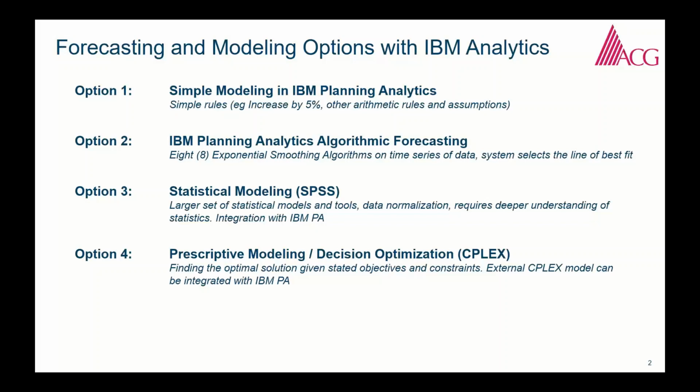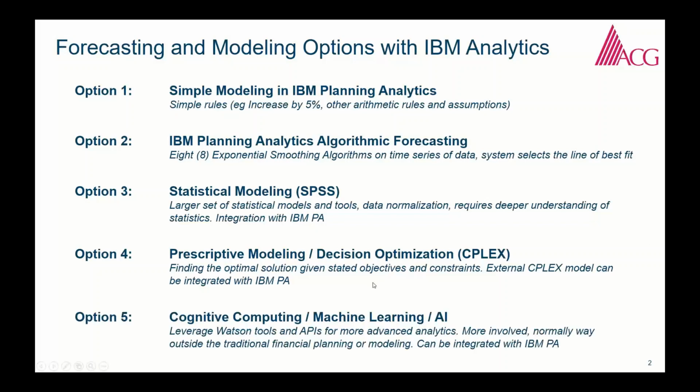And then option 4, as we get deeper into the cognitive roadmap, you have your decision optimization tool, CPLEX, which again can be integrated with planning analytics. So then you can combine option 3 and option 4 to get what your best solution is. And then you can go even further and go to the Watson APIs, and that can also be integrated with PA. Much more involved than what we're talking about in options 1 and 2, though.